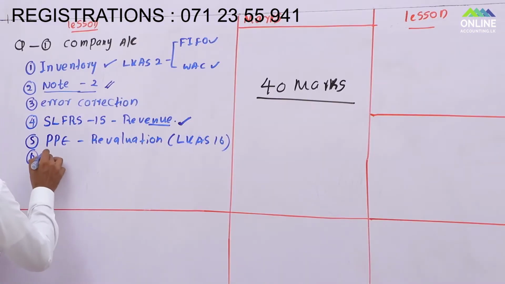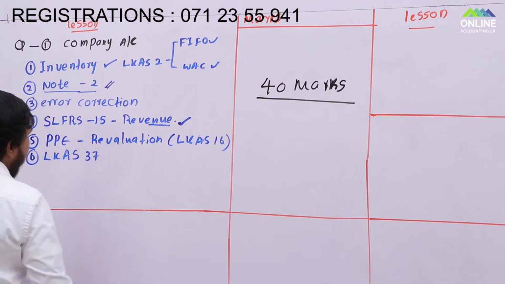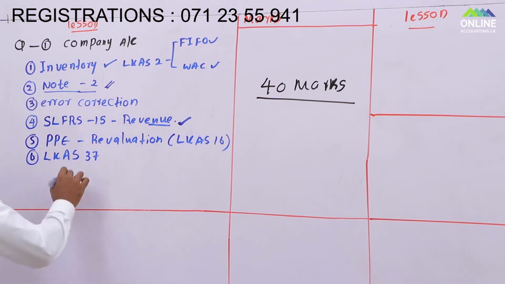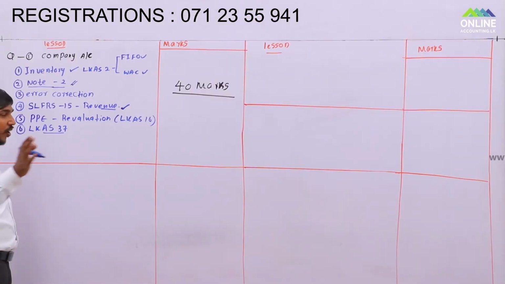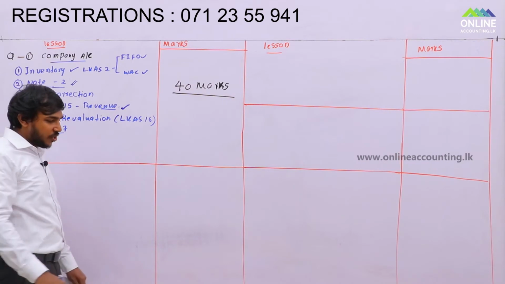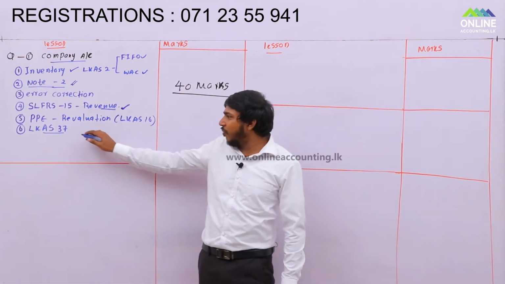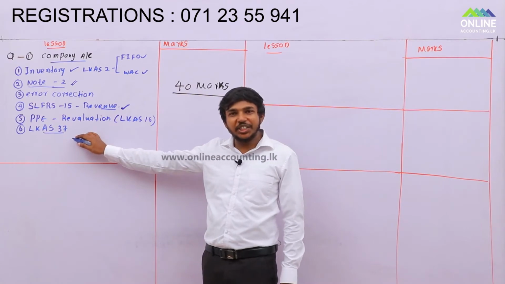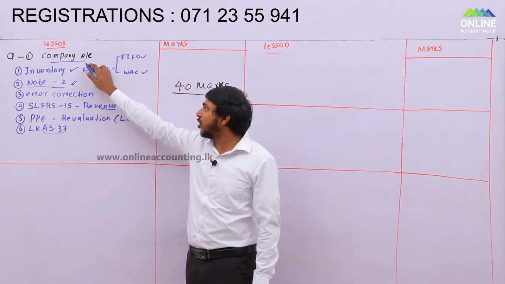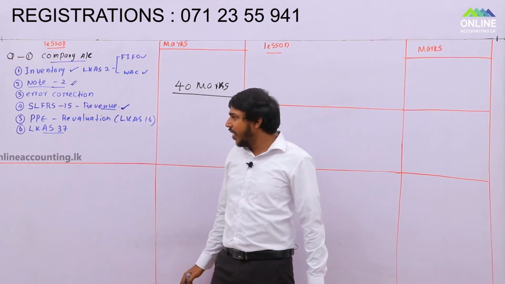Then the sixth was from LKS 37, which is provisions. Do you know what LKS 37 is? We have already included LKS 37 under our company accounts package. We have already released this LKS 37 video on provisions, contingent liabilities and contingent assets, as part of the company accounts lessons package.